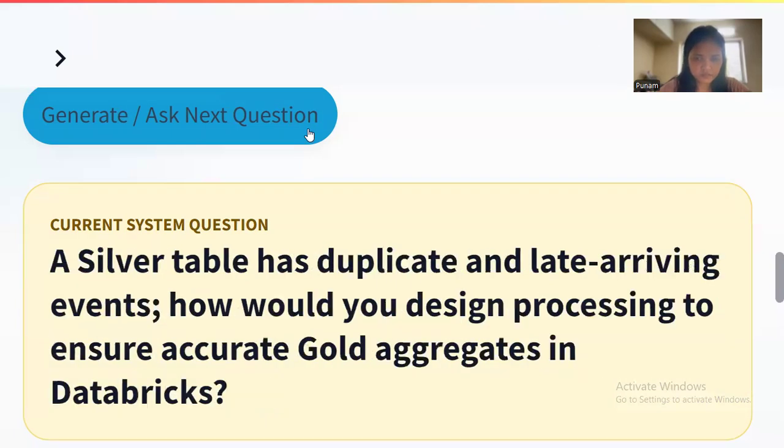A silver table has duplicate and late arriving events. How would you design processing to ensure accurate gold aggregates in Databricks?